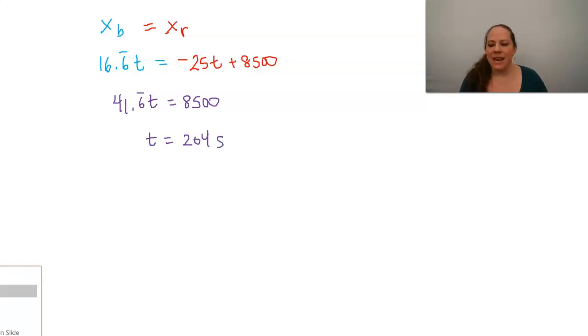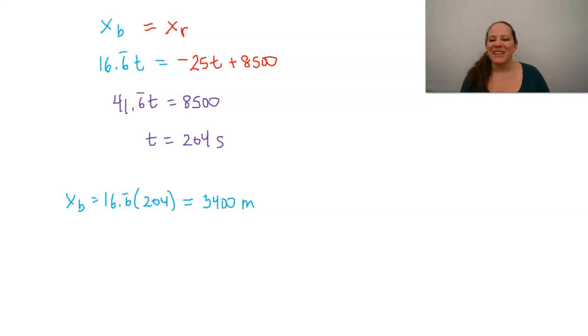And now I can take that and substitute it into one of my position time relationships. And I'm going to choose the blue train's relationship because it's going to have the least amount of mathematics to do. I am lazy and like to avoid algebra when possible, believe it or not. So when I substitute, I get 3,400 meters.